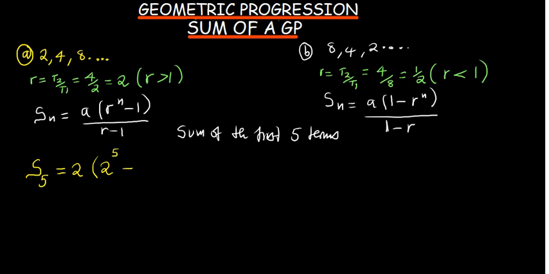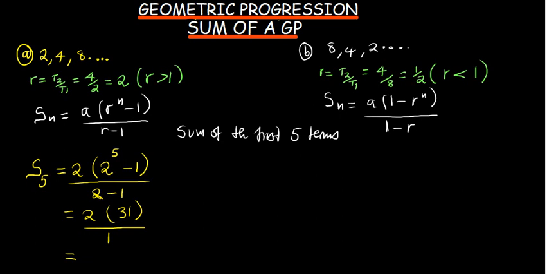So this is going to give us 2. We know that 2 to the power 5 is 32. 32 minus 1 is 31. In the denominator, we have 2 minus 1, which is just 1. And 2 times 31, we know that is going to give us 62. So for the first question, the sum is going to be 62.